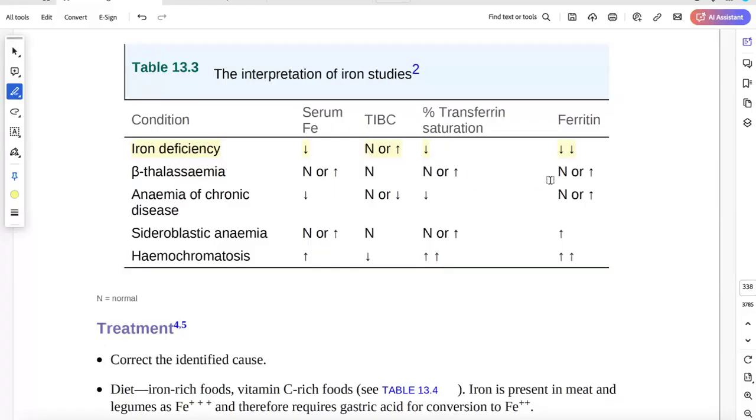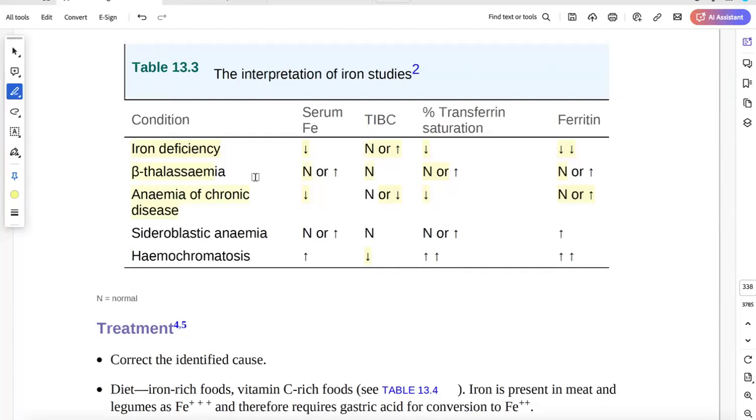In thalassemia, everything will be normal. Okay? In anemia of chronic disease, iron will be low, binding capacity will be low, saturation will be low, but sometimes ferritin can be normal or increased. And hemochromatosis is another condition where the patient gets excess iron in their blood. In those patients, everything will be increased except the total iron binding capacity. That's not important for today, but mainly these two are important, and a bit of anemia of chronic disease.